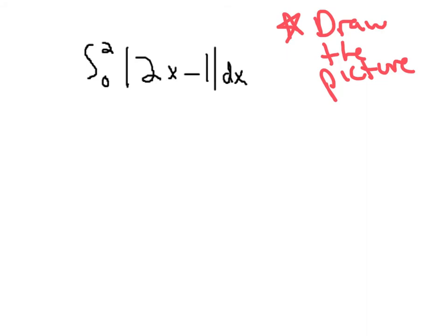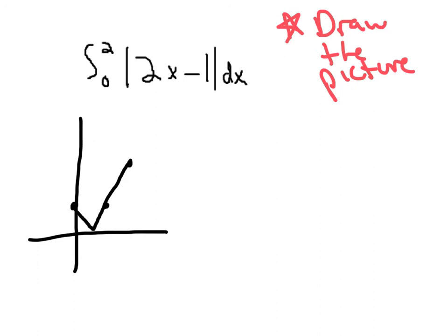All right? Draw the picture of this function. Draw the absolute value. Use geometry to find the area under the curve. So if I were drawing this function, when I plug in 0, I get out positive 1. When I plug in 1, I get out positive 1. And when I plug in 2, I get out 3. So we're talking about those two triangles right here.